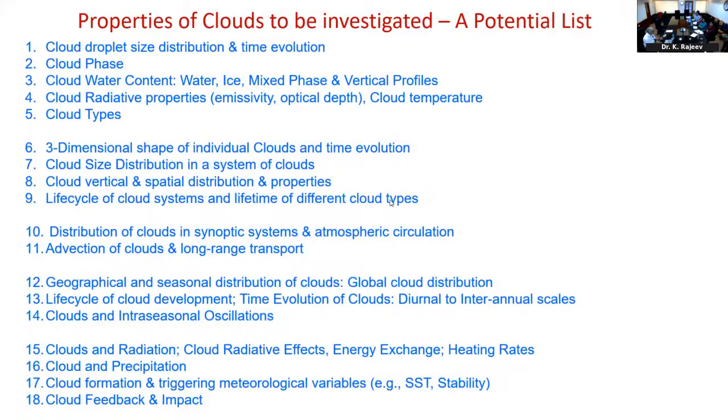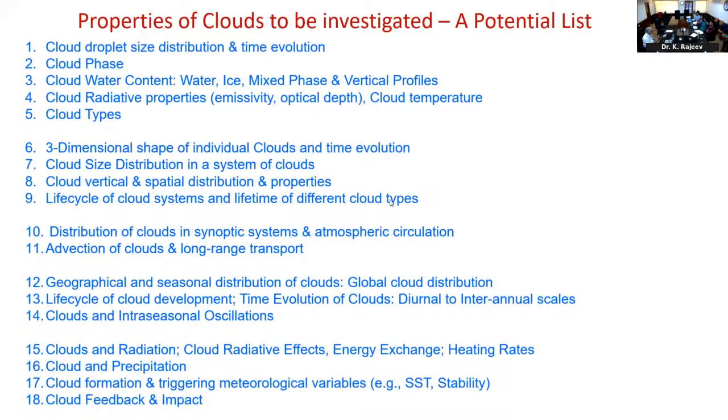Cloud type is another. Actually, visually you can segregate clouds, but to have the cloud types discerned from the observations of radar or lidar, even imager, three-dimensional shape of the individual clouds and type evolution. This is called cloud size distribution. Next point is because clouds can be small, cloud can be big. What is the size distribution of the cloud? Not droplets. Cloud distribution, the size distribution of the clouds itself.